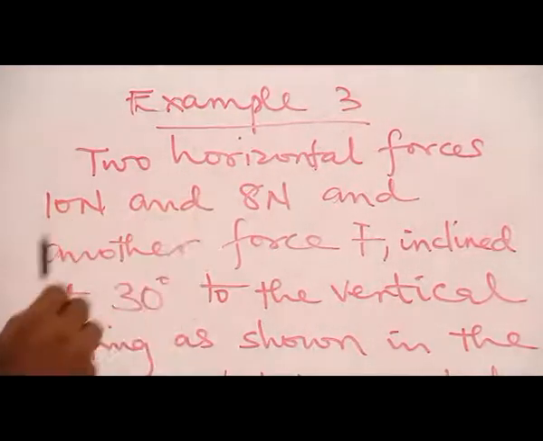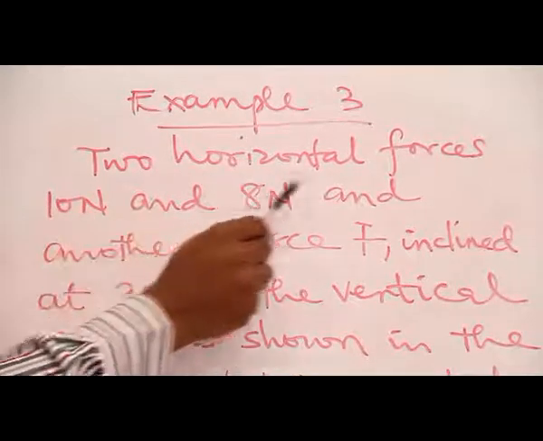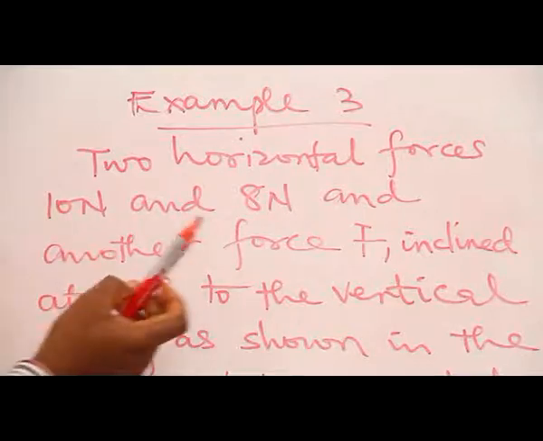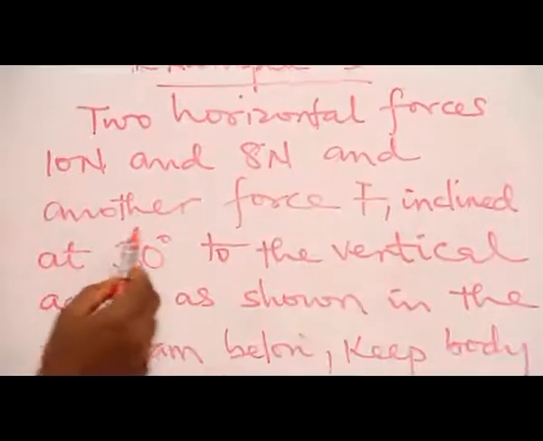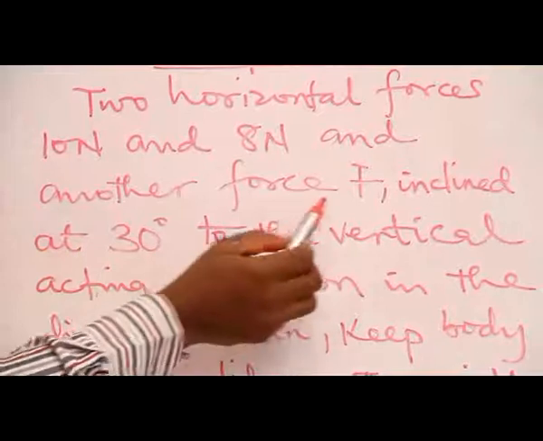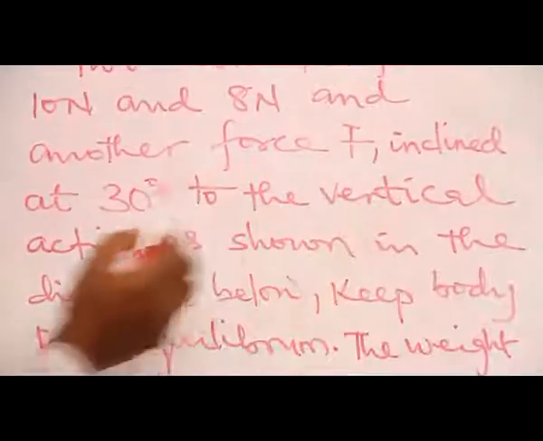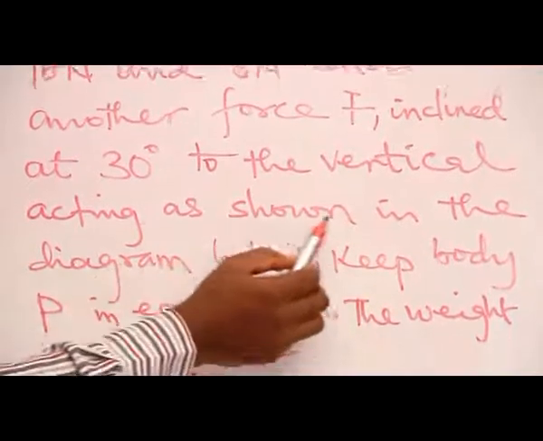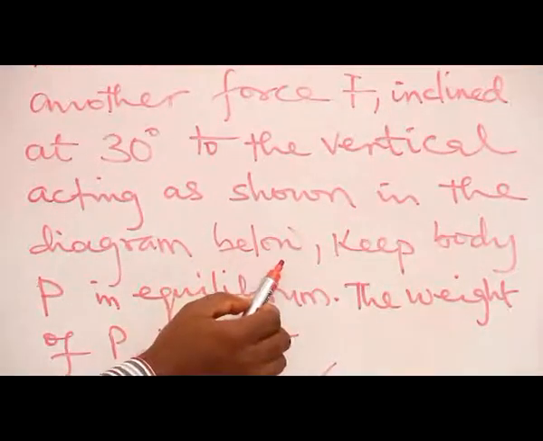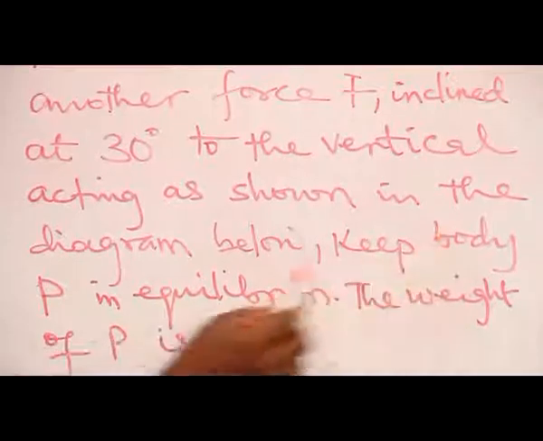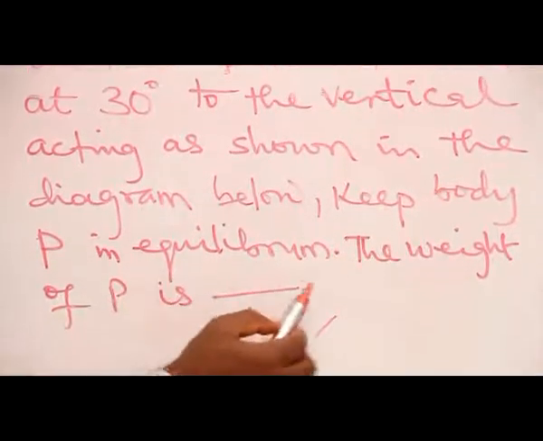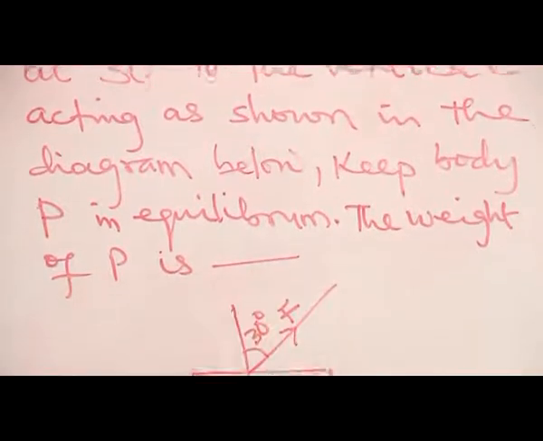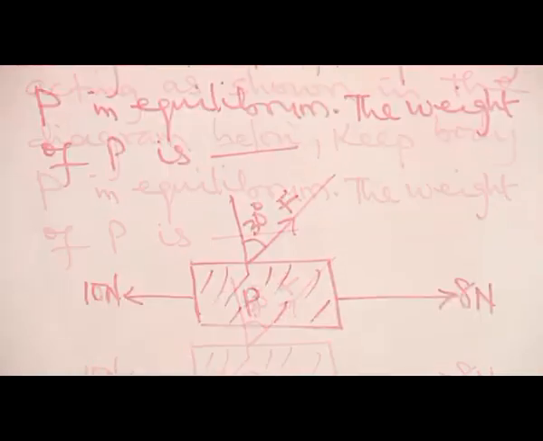Example 3. Two horizontal forces, 10 Newton and 8 Newton, and another force F, inclined at 30 degrees to the vertical, acting as shown in the diagram below, keep a body P in equilibrium. The weight of P is dash. The diagram is as shown.